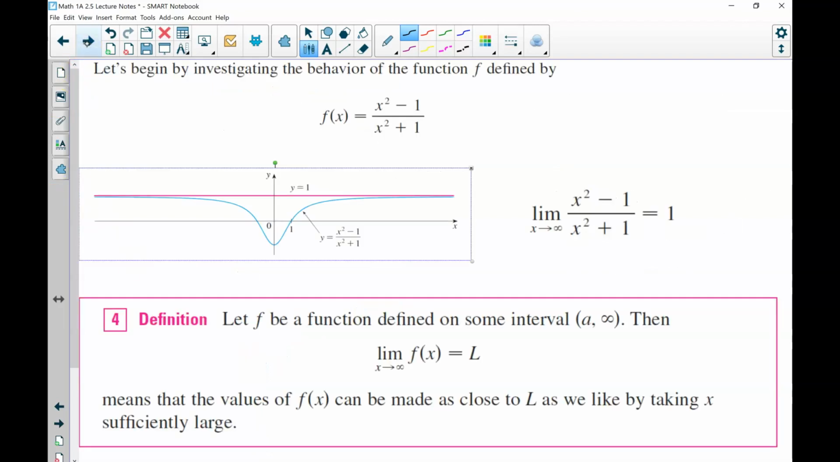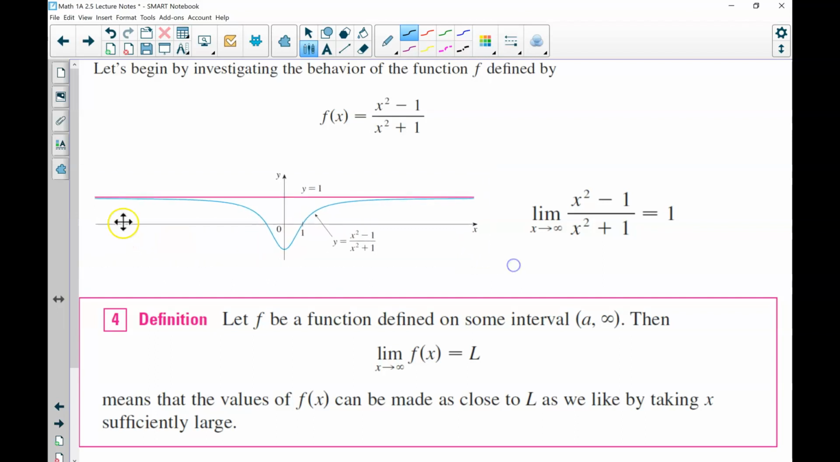Okay, now let's begin to investigate the behavior of a function defined by f, and that function is x squared minus 1 over x squared plus 1. Okay, so the graph is given here. This is our function, which is in blue, x squared minus 1 over x squared plus 1. And then we have a horizontal asymptote at y is equal to 1.